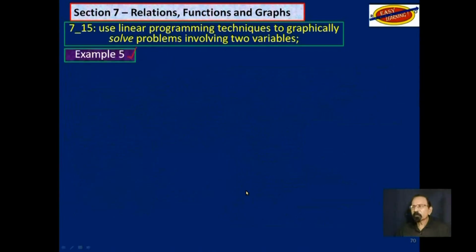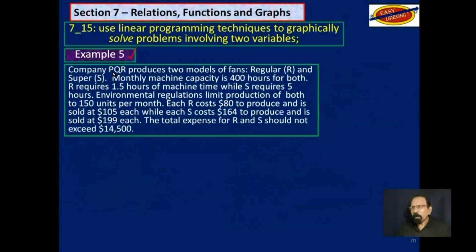Example 5: company PQR produces 2 models of fans, regular R and super S. Monthly machine capacity is 400 hours for both. R requires 1.5 hours of machine time, while S requires 5 hours.